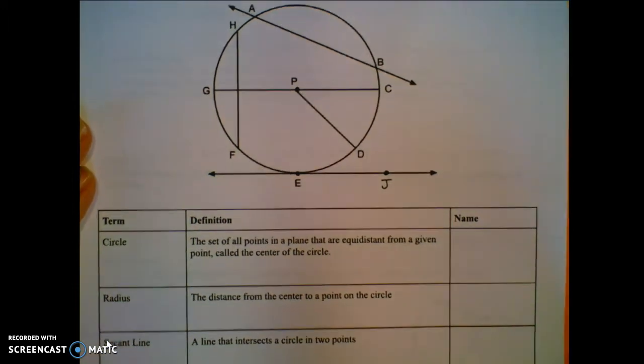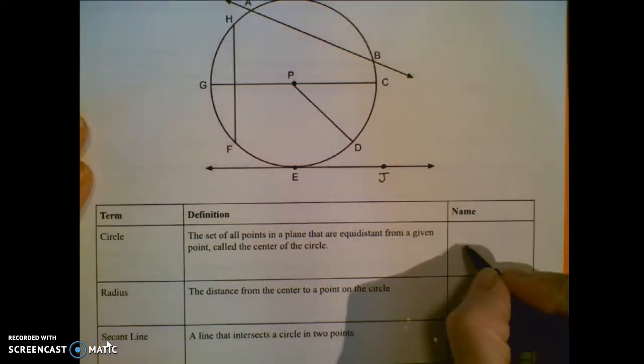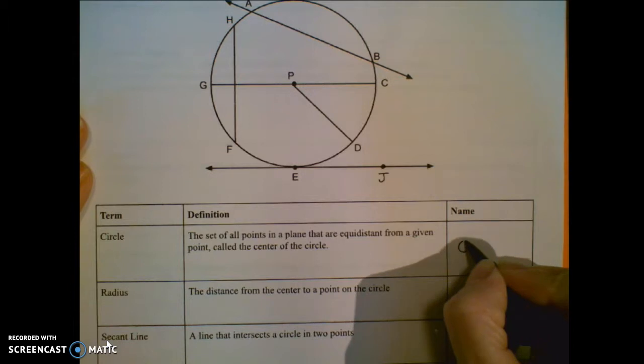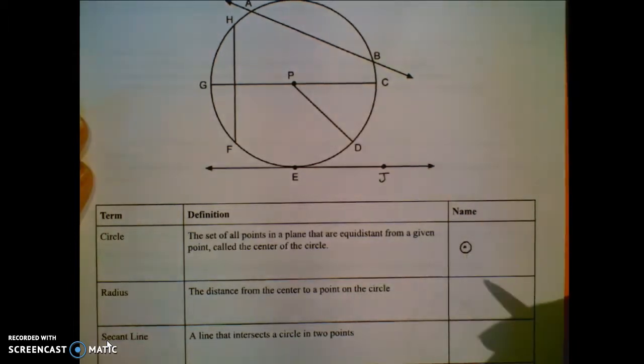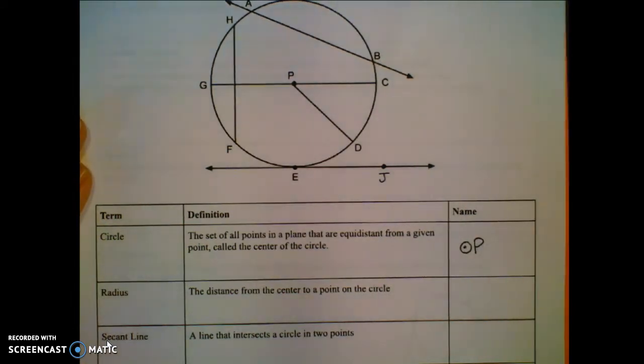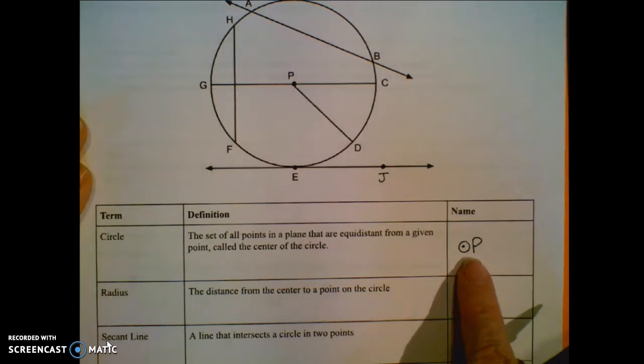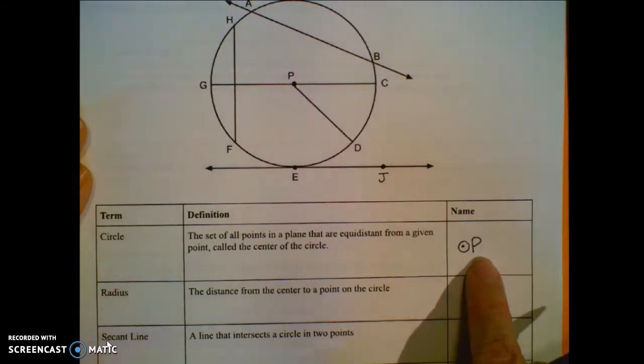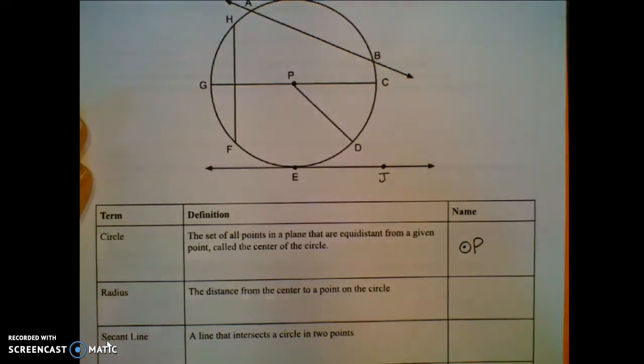And when you name a circle, you're going to start by drawing a little circle symbol, in other words, a circle with a little dot in the center. And then we name the capital letter corresponding to the center. So in this case, the capital letter would be P. So anytime I see notation like this, I read it as circle P, indicating that's the center.